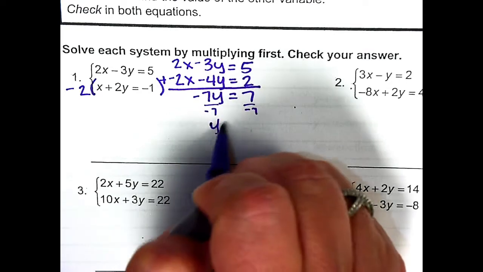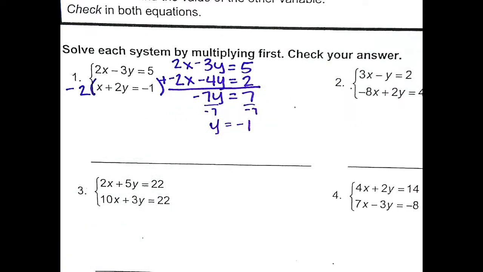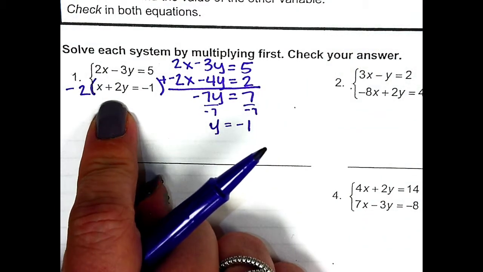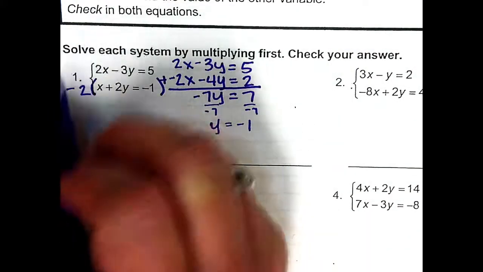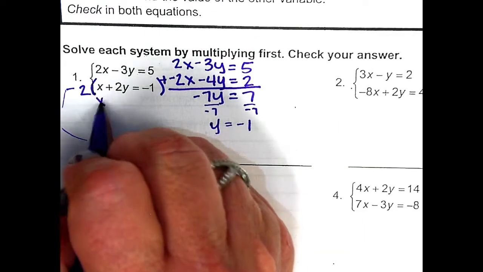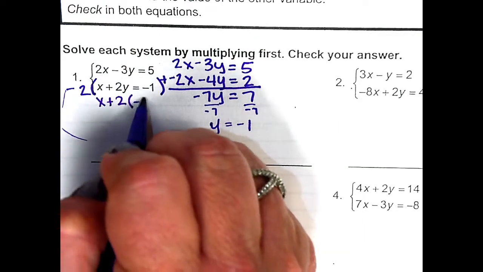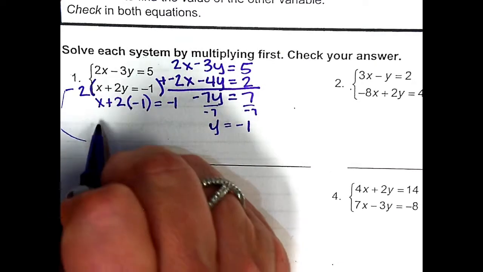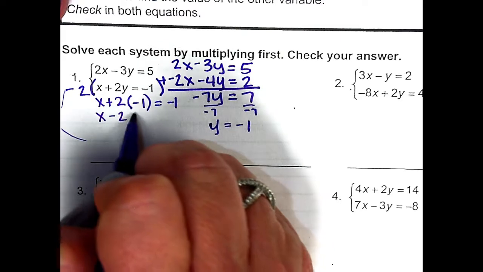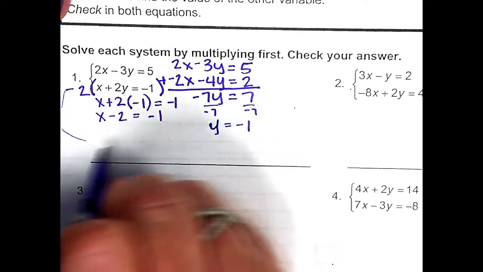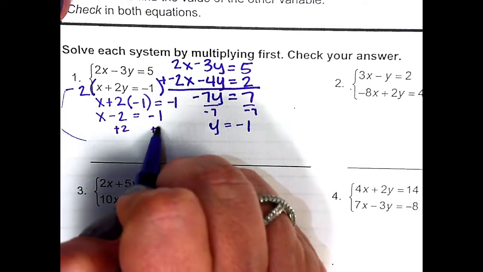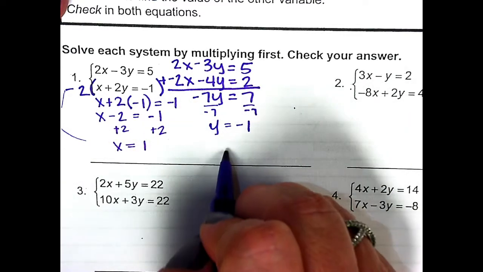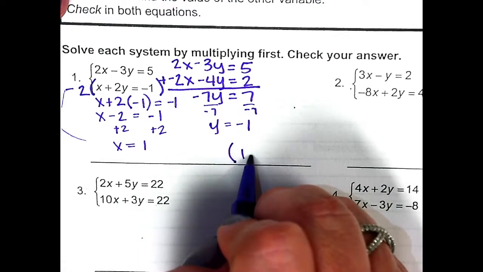So y equals -1. I'm going to take that and fill it back into the original second equation. So I have x plus 2 times -1 equals -1. So x minus 2 equals -1. I'm going to add 2. So x equals 1. So the answer to this system is the ordered pair 1, -1.